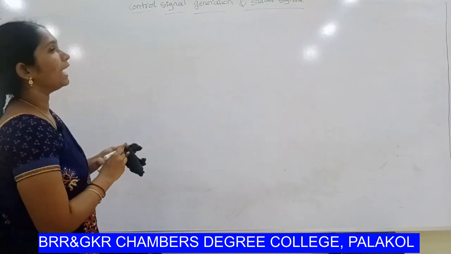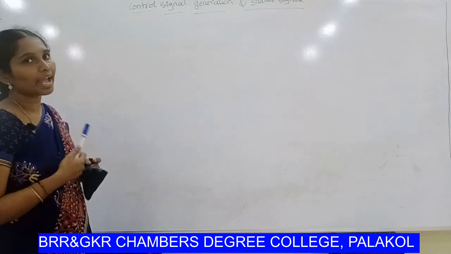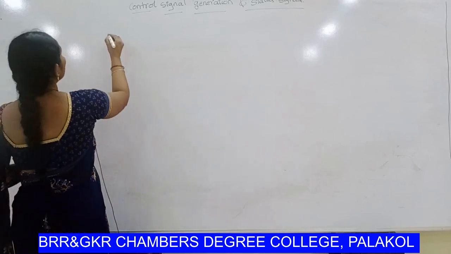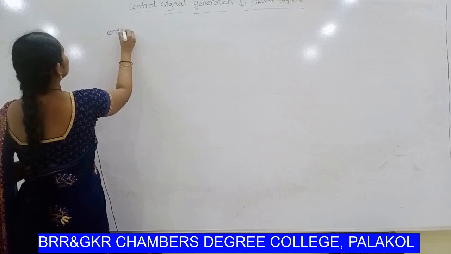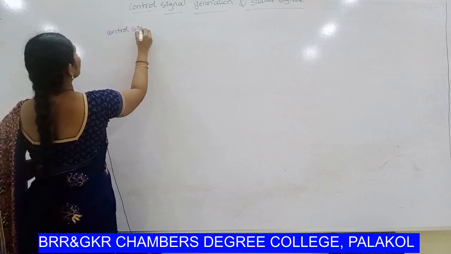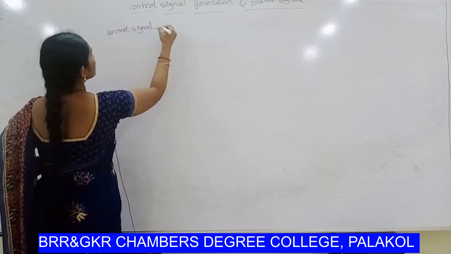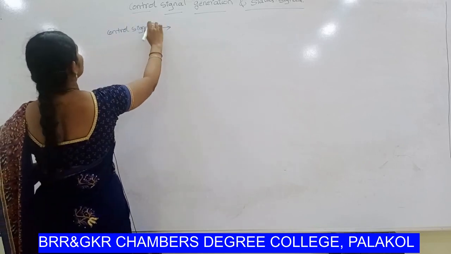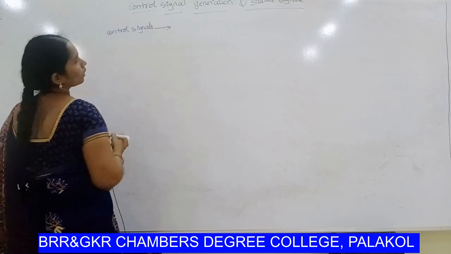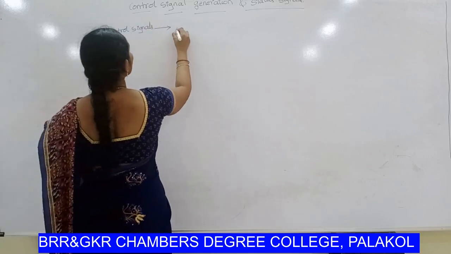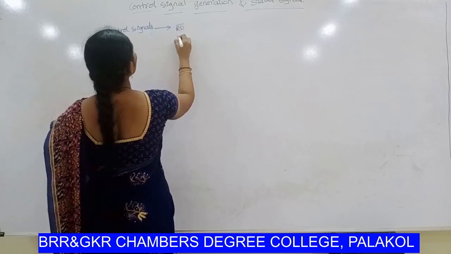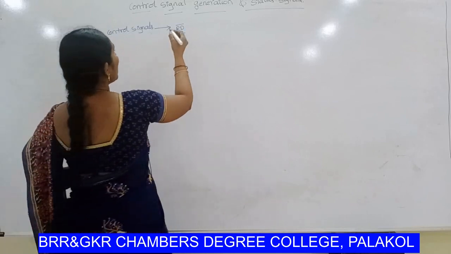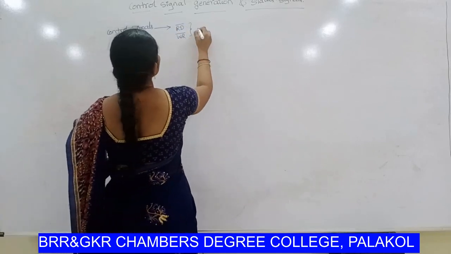Here the 8085 microprocessor has two control signals. The two control signals are read bar and write bar. These two signals are active low signals.